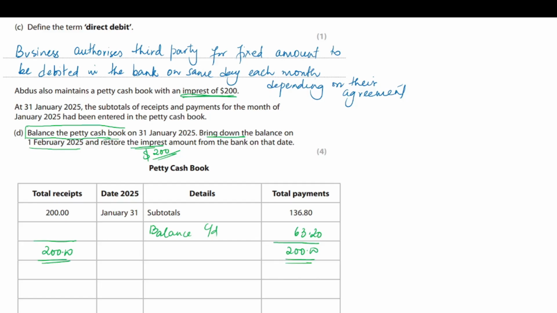And then this balance carried down, which was at the end of the month, on the 1st of February, the beginning of the month, will become balance brought down, and it has to be written on this side, 63.20 on Feb 1st. Now they asked us to restore. From where? From the cash book it will be restored. So cash book 136.80. This is restored. So this is how this total again becomes 200 and the imprest is maintained. This is how we'll do this question, which is from one of the recent past papers.